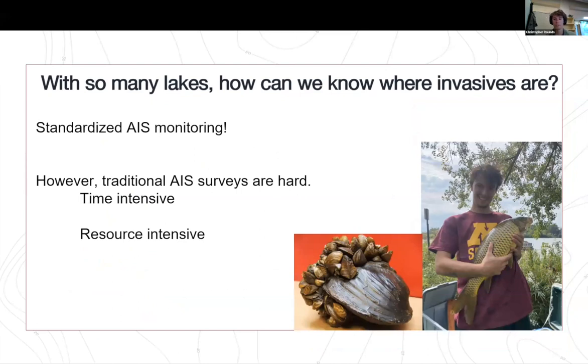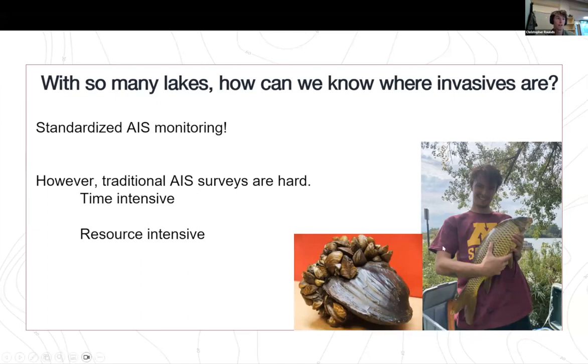So we have so many lakes throughout the state. You know, we're known as the land of 10,000 lakes. How can we know where all of these invasive species are and what lakes they exist in? The traditional way to do this would be standardized AIS monitoring. But traditional AIS surveys are quite hard. They're time intensive and resource intensive.